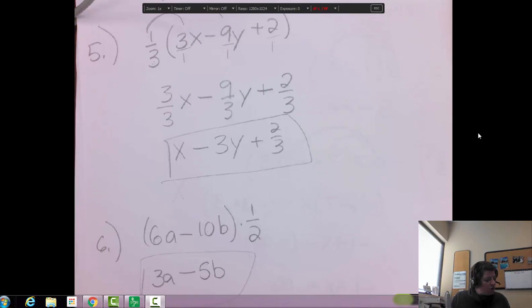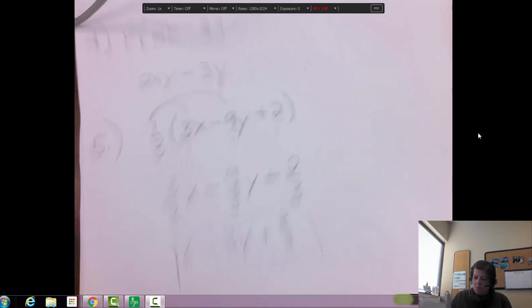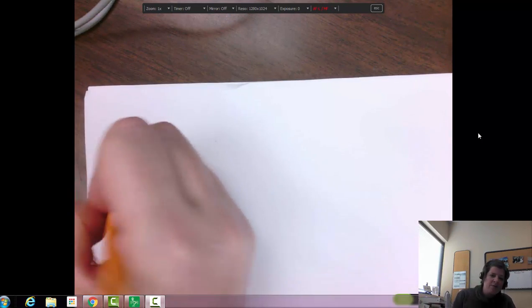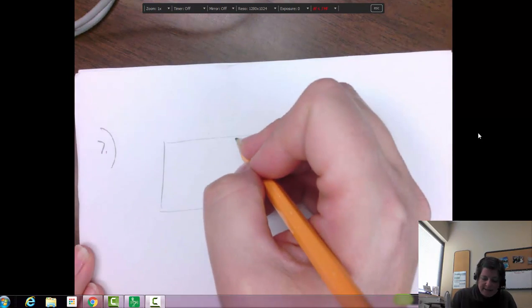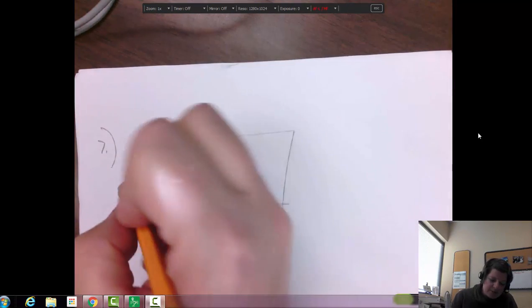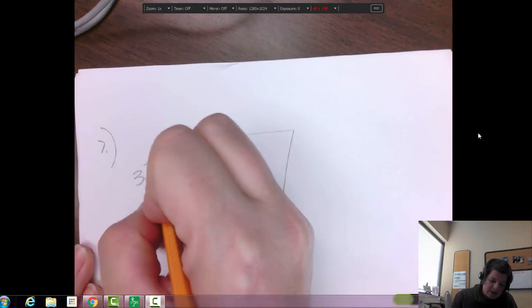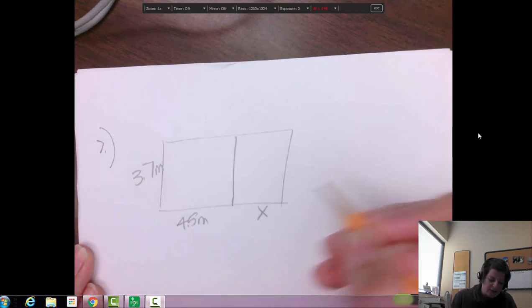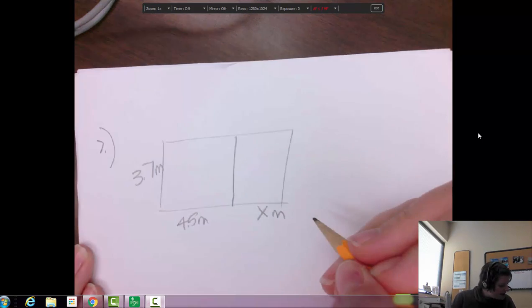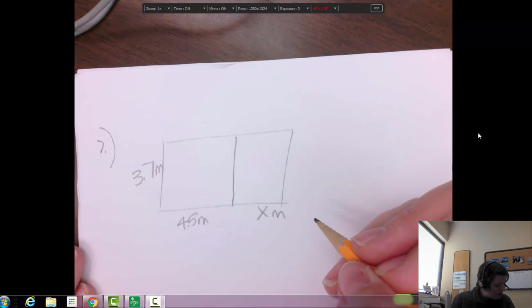They might show you an area model. So I'll give one more example just to make sure. Area is a great example that uses the distributive property. So let's say I have a rectangle. It's kind of split up here. And this one's 3.7 meters by 4.5 meters by x meters. And they say, okay, use the distributive property to expand the expression of the area.